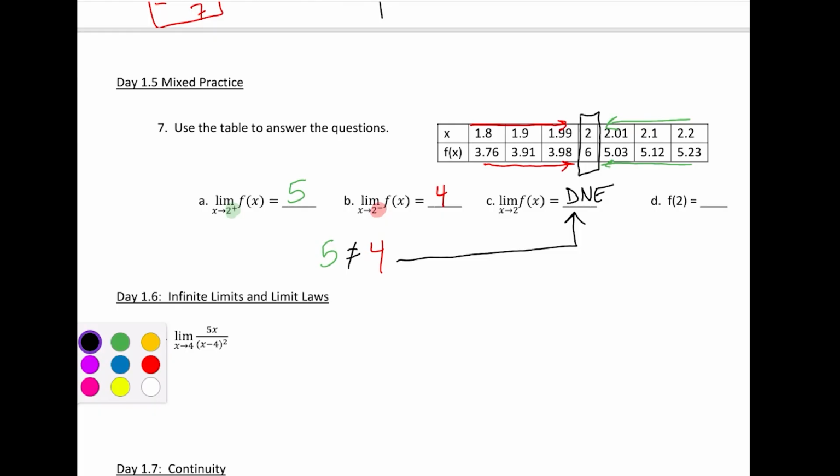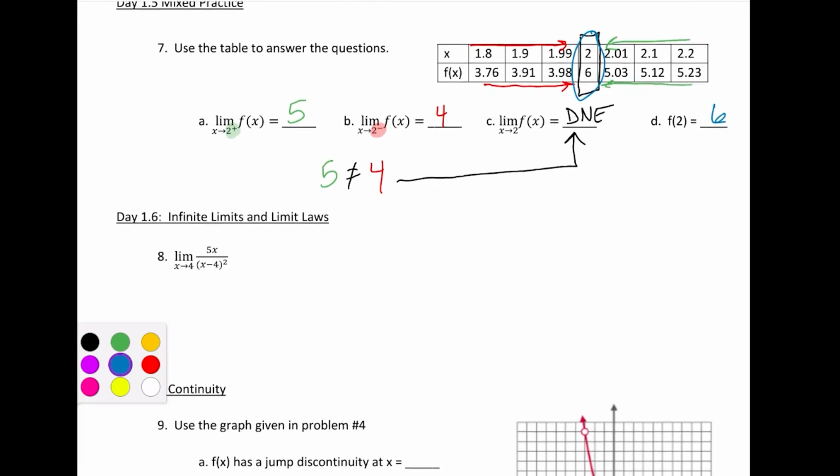Now, the value of the function at x equals 2 is just simply the y value that we can see right here, which is going to be 6.